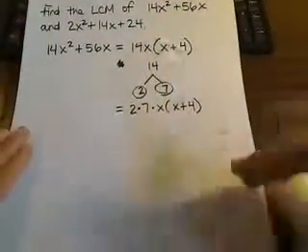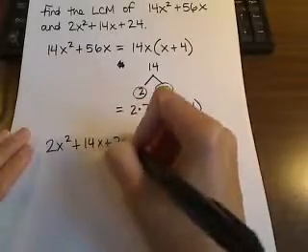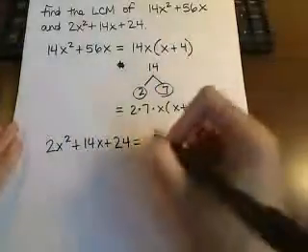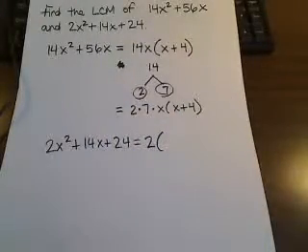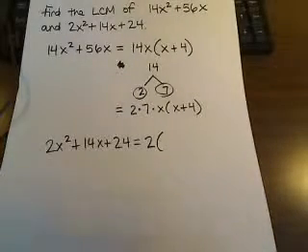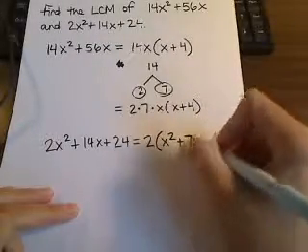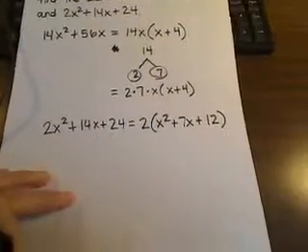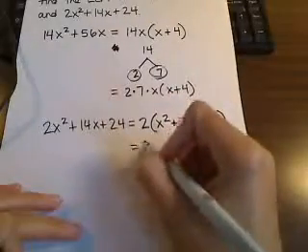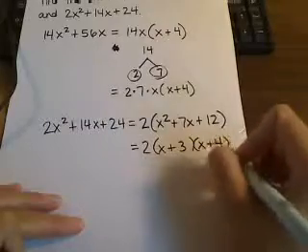All right, so the next expression, 2x squared plus 14x plus 24, also has a greatest common factor, so let's pull that out. It's a 2, and what we're left with on the inside is x squared plus 7x plus 12. The inside is going to factor further because it's a trinomial, so it's going to factor into x plus 3 and x plus 4.